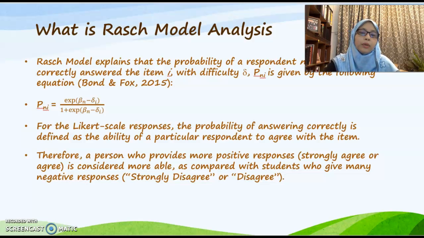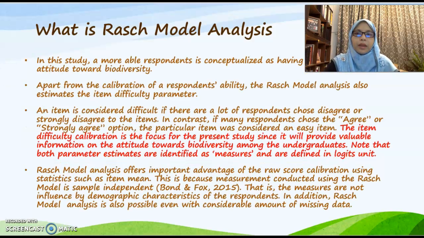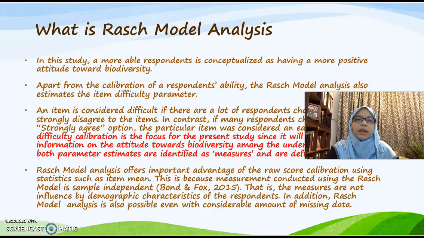Therefore, a person who provides more positive responses, strongly agree or agree, is considered more able as compared with students who give many negative responses. In this study, a more able respondent is conceptualized as having a more positive attitude towards biodiversity. If they are able, they have a positive attitude. Apart from the calibration of respondent ability, the Rasch Model Analysis also estimates the item difficulty parameter.